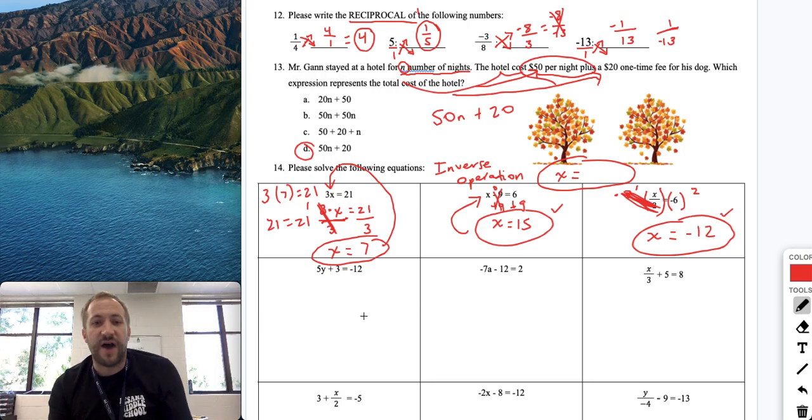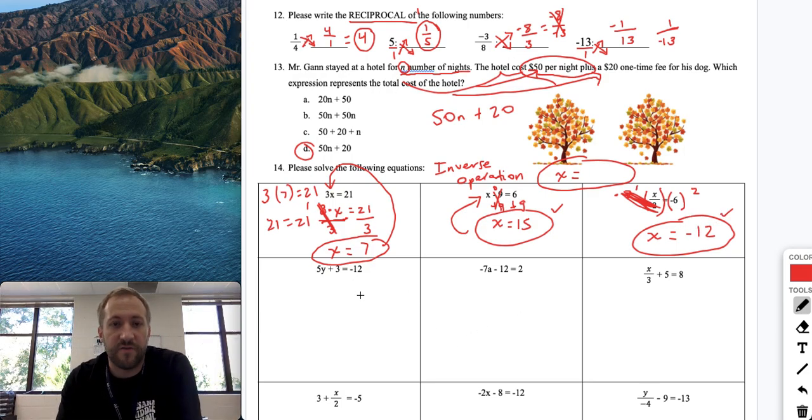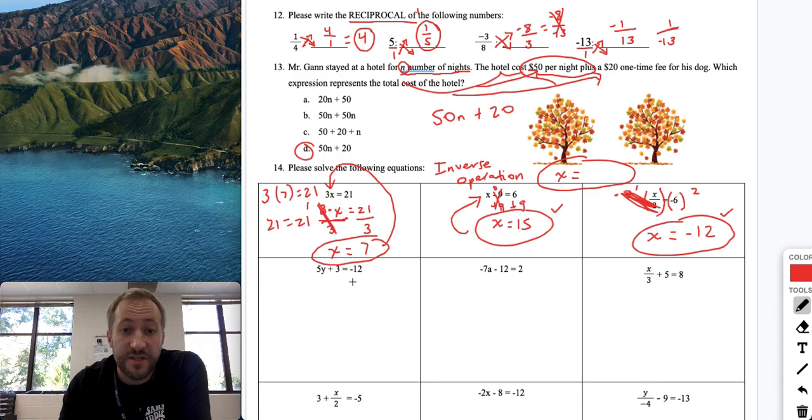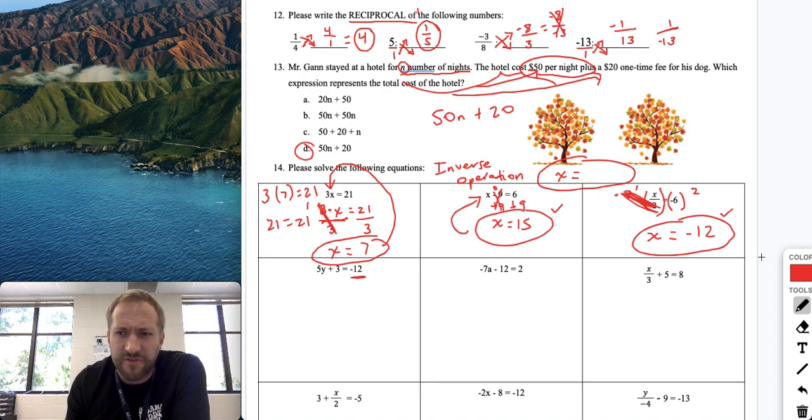Let's look down here. 5y plus 3 equals negative 12. Now, whenever we have an equation like this, it is a two-step equation. I always have to eliminate the constant first, the number that's all by itself without a variable. And I'm not talking about this negative 12 over here. That is technically a constant because it's by itself. I'm talking about the constant on the side with the variable. This 3 is on the side with the variable, so I'm going to get rid of that constant.